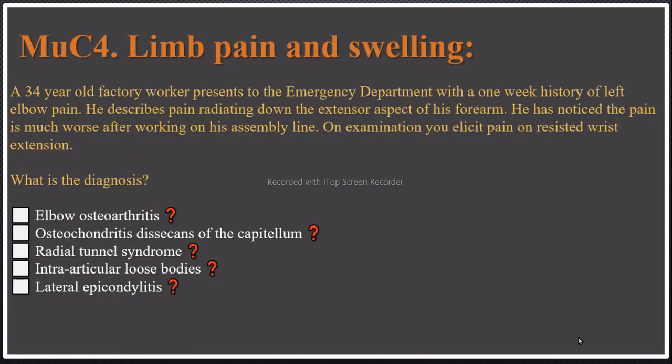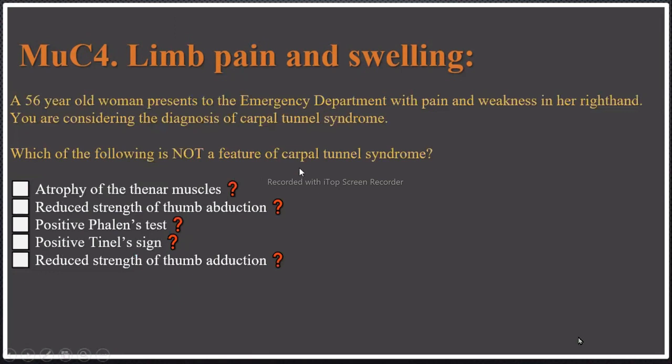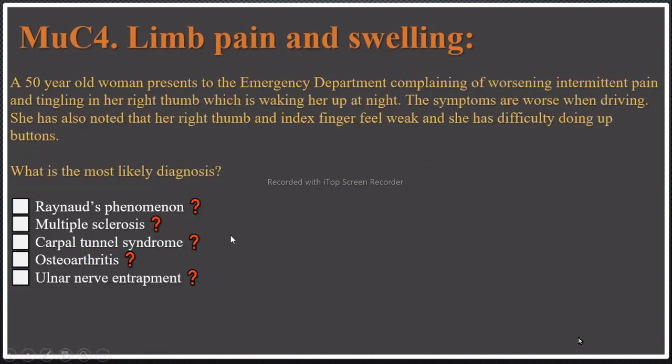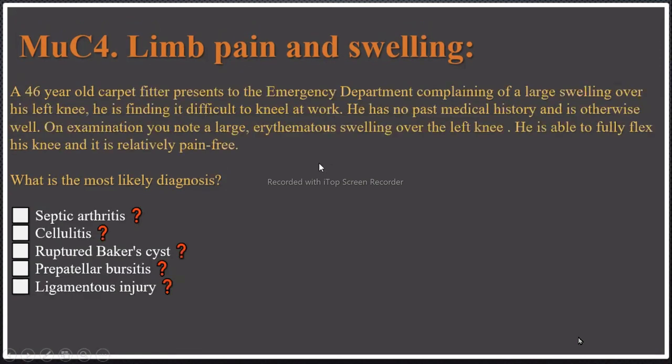What is the diagnosis? Lateral epicondylitis, because he said extensor aspect, extensors. Which is not a feature of carpal tunnel syndrome? Abduction, adduction, the last option. Most likely diagnosis: carpal tunnel syndrome. Okay.